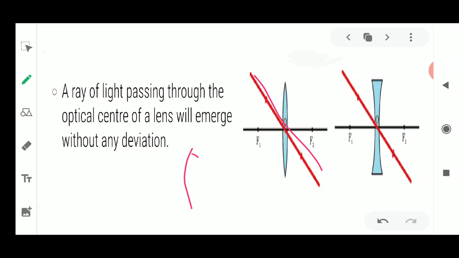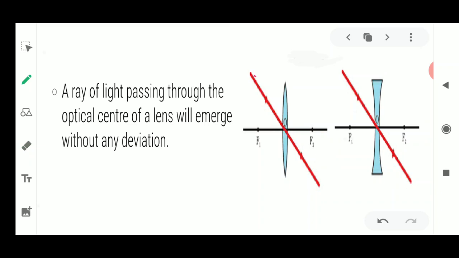Optical center is the center of the lens, which is present at the center of this principal axis. So it is the center of the lens which is known as the optical center. Now whenever a ray of light is passing through this optical center, it is going to emerge from the other side without any deviation. Means we cannot see any kind of bending of the path of the light. So this is the second rule, which is saying that whenever a ray of light is passing through the optical center, it is going to emerge without any deviation.